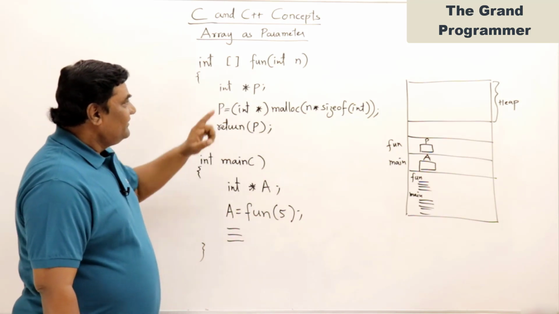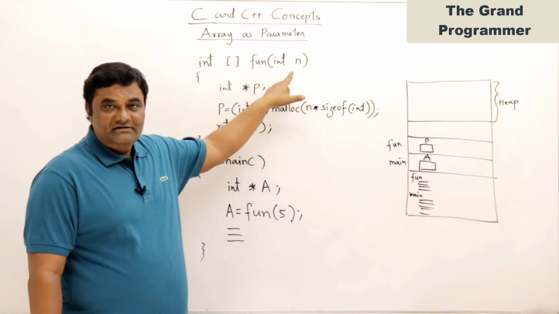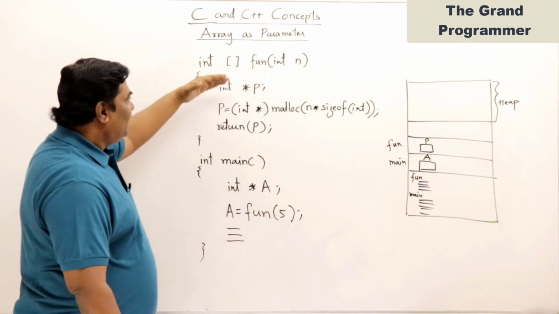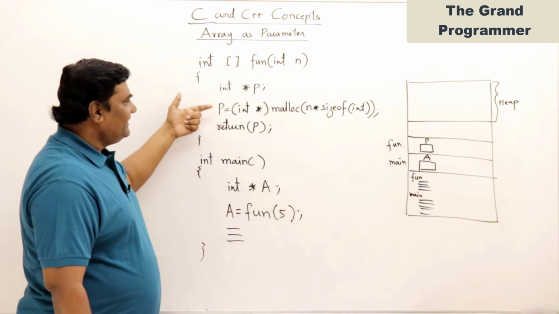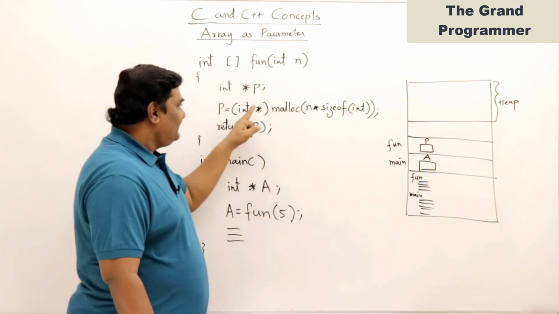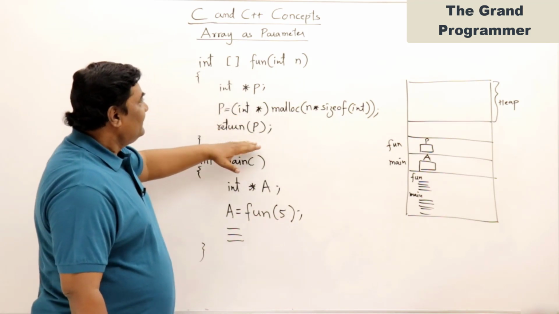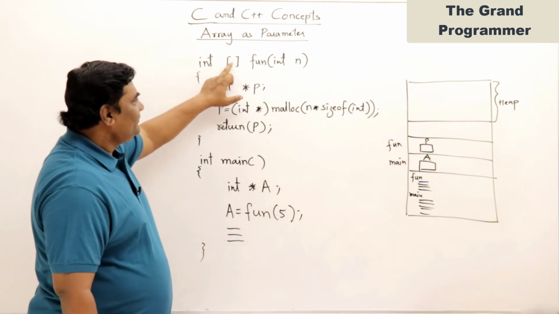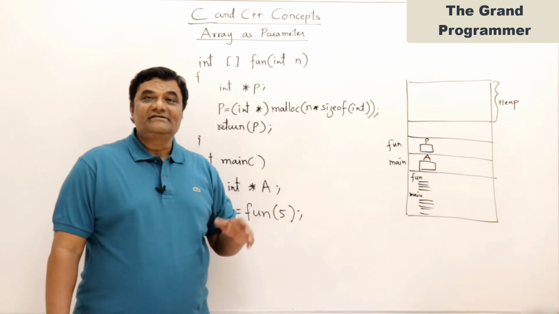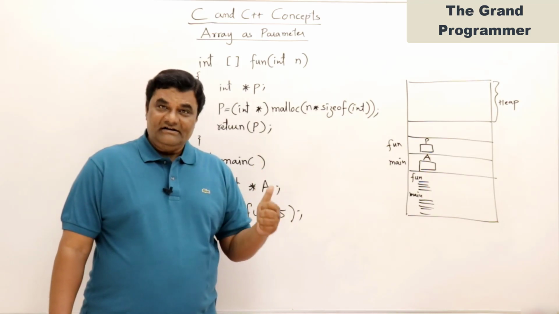Now this is a function which is taking parameter n, and this is passed by value. There is no ampersand, there is no asterisk, so this is called by value. It has a pointer and it is allocating an array of this size of type integer. And it is returning p, that is a pointer. So what is the return type? Int square brackets. The square brackets resemble an array, so it means the function is returning an array.